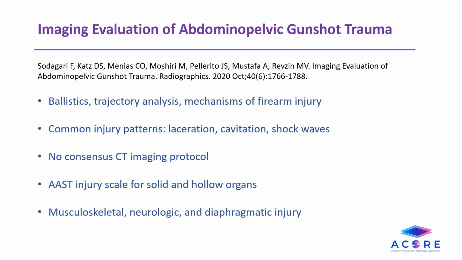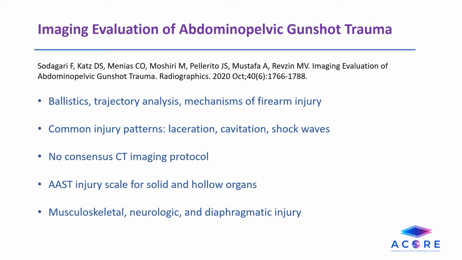This next multi-institutional article, published in Radiographics, looks into gunshot wounds of the abdomen and pelvis. The article discusses the importance of imaging in evaluating penetrating trauma, including important findings on initial presentation and follow-up exam. The article begins by discussing the physics of ballistics, trajectory analysis, and mechanisms of firearm injury, which have typical injury patterns such as laceration, cavitation, and shock waves.